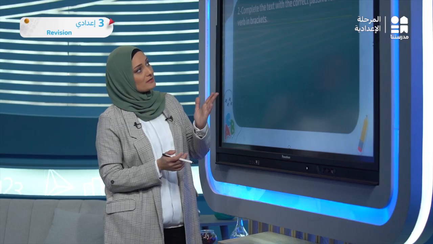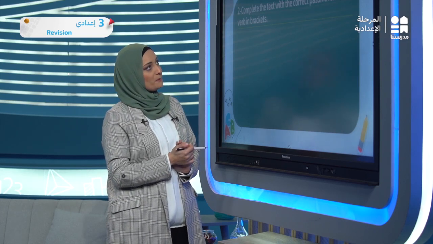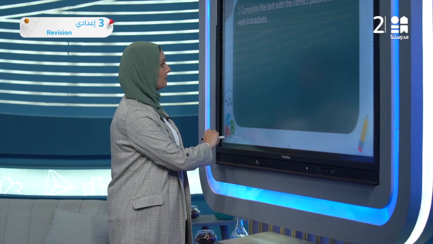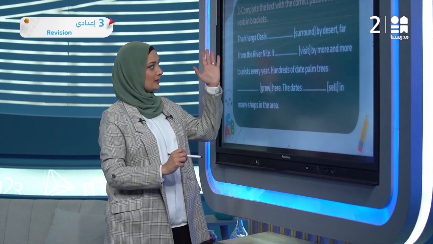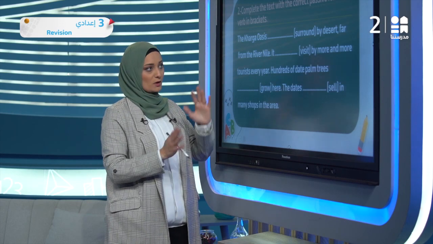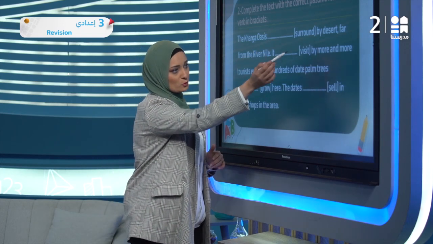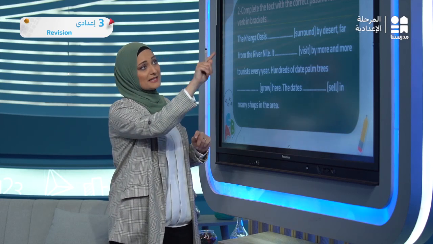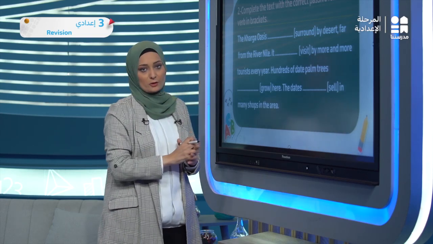كده احنا خلصنا الاكسرسايز ده. This is another exercise, workbook page 71. Complete the text with the correct passive form of the verb in brackets. يعني عندي هنا passage أو text صغيرة وعندي verbs between brackets. I'm going to complete this text or fill in the blanks using the passive form of the verb.